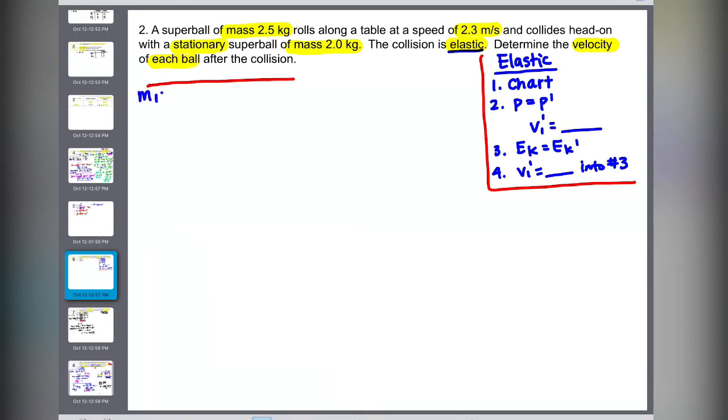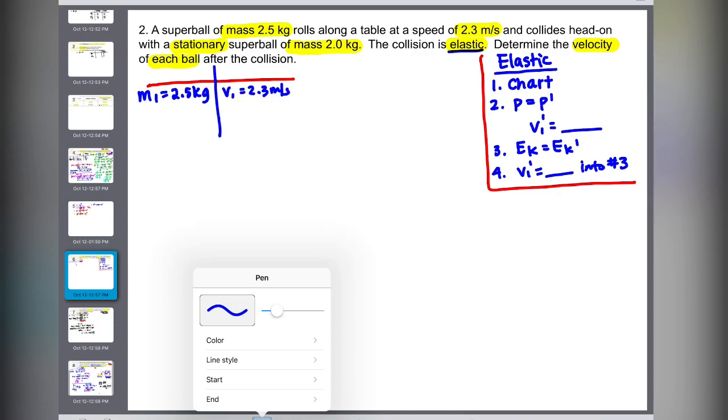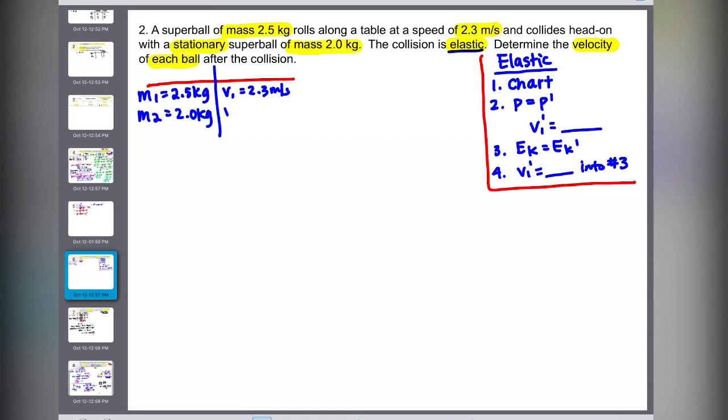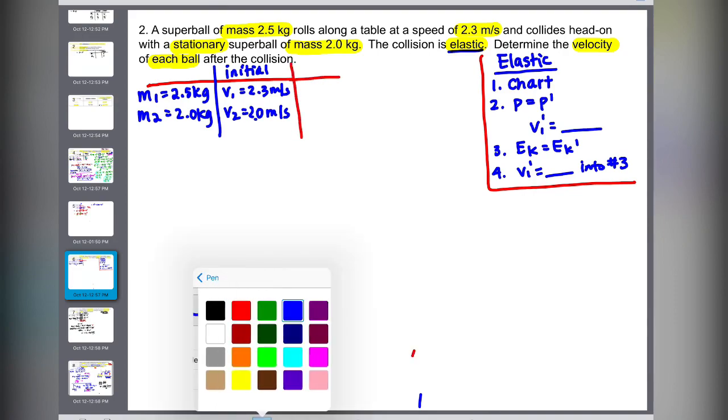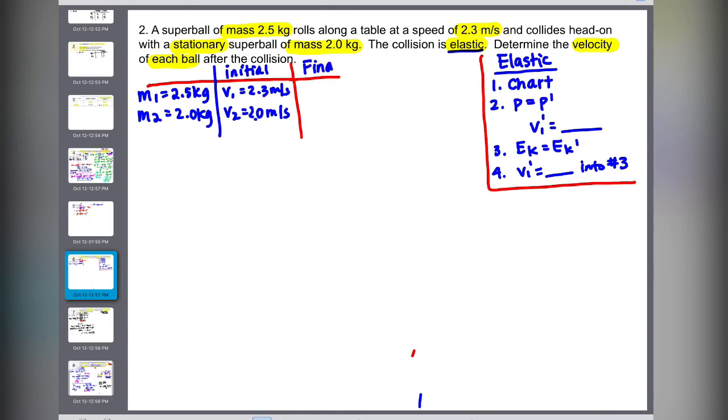All right, so mass 1 is 2.5. And it was traveling at a velocity, so v1 is 2.3 meters per second. And then the second ball is at rest at 2, so v2 original speed is 2. And this is your initial. Okay, and then the final, we're just going to make up the name. Final is my unknown. I don't know what each of them are, so I'm going to call them v1 prime and v2 prime.